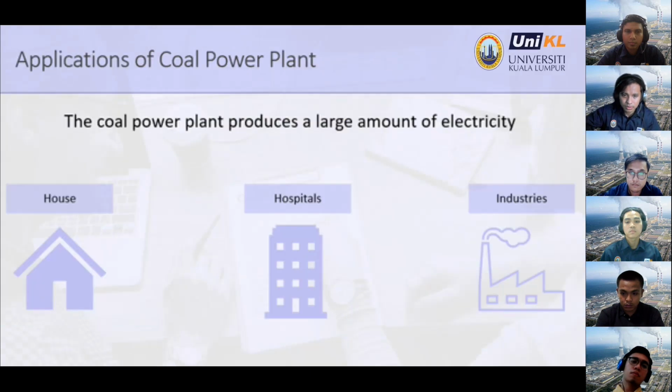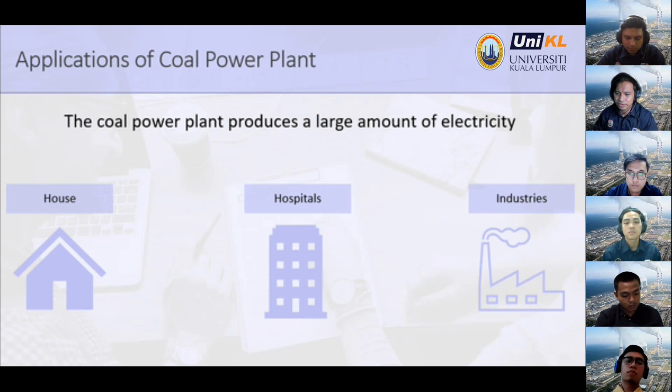Next. So basically, this is the main application of coal power plants. The coal power plant produces a large amount of electricity to supply housing areas, hospitals, and also industries. Coal is used primarily in the United States to generate electricity. In fact, it is burned in power plants to produce more than half of the electricity we use. A stove uses about half a ton of coal a year, a water heater uses about 2 tons of coal a year, and a refrigerator uses another half ton a year. So that's all for me.